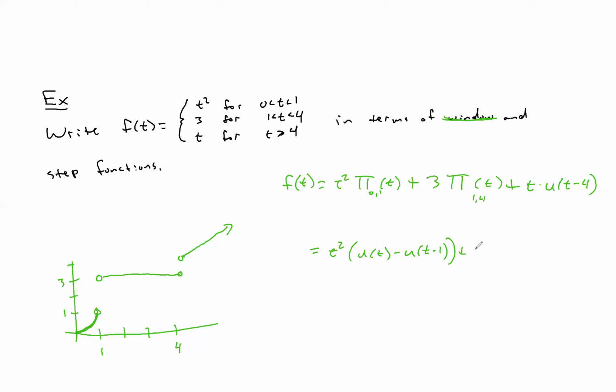Then we do the same thing here. For the second one, 3 times, I've got my unit step function from 1 to 4. So I need to do it starting at 1, u of t minus 1. And then subtract it back off once we get to 4, so u of t minus 4. And then we still have this that's already written in terms of a unit step function, so plus t times u of t minus 4.